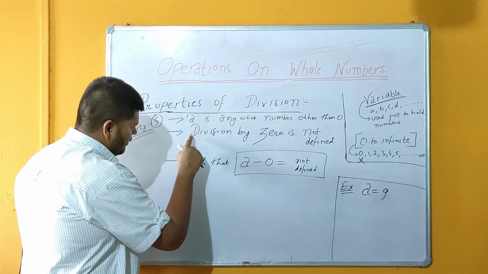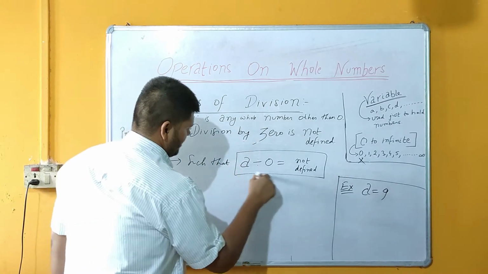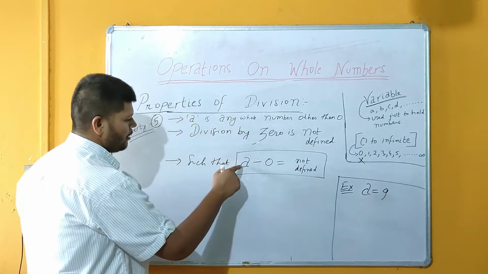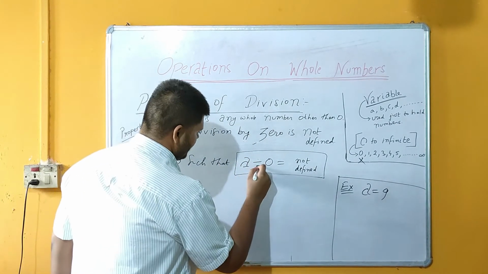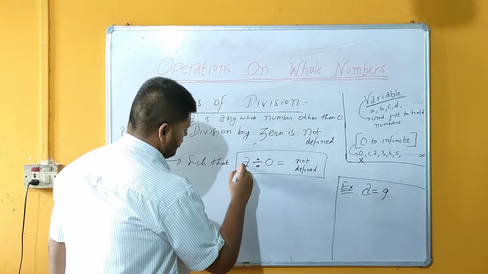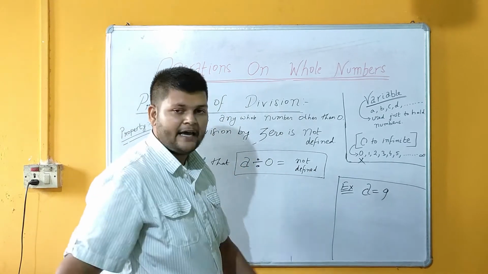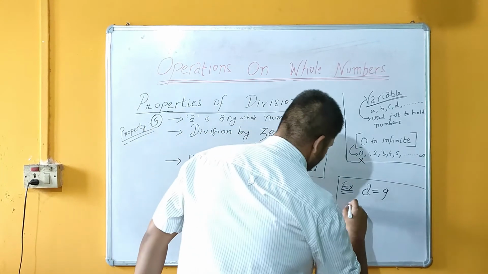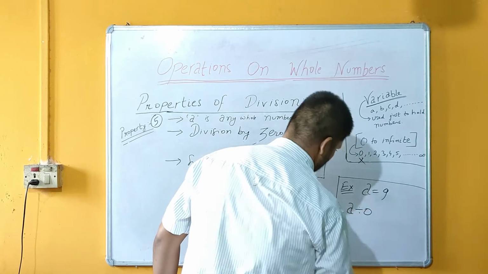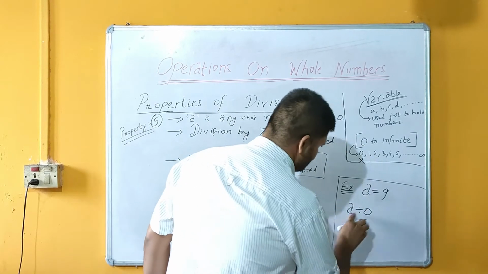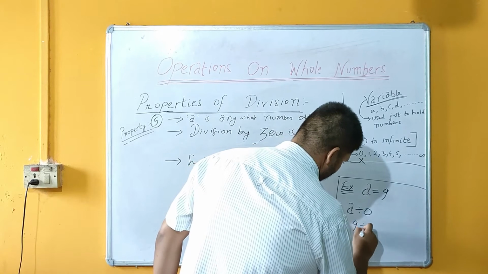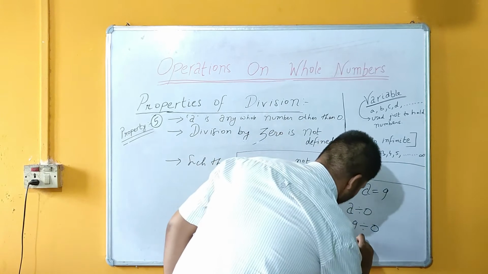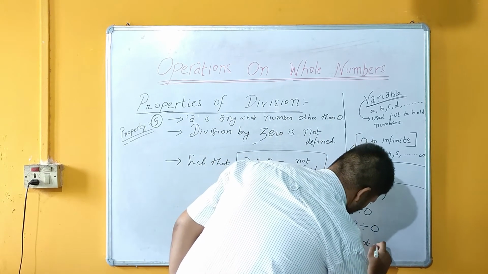The other form of this statement is this one. What is it? Within this box you can clearly observe A divided by 0 will produce the result as not defined. So let's verify this box. What is it? A divided by 0. So A is nothing but 9. 9 divided by 0 will give the result as not defined. Simply you have to write not defined.